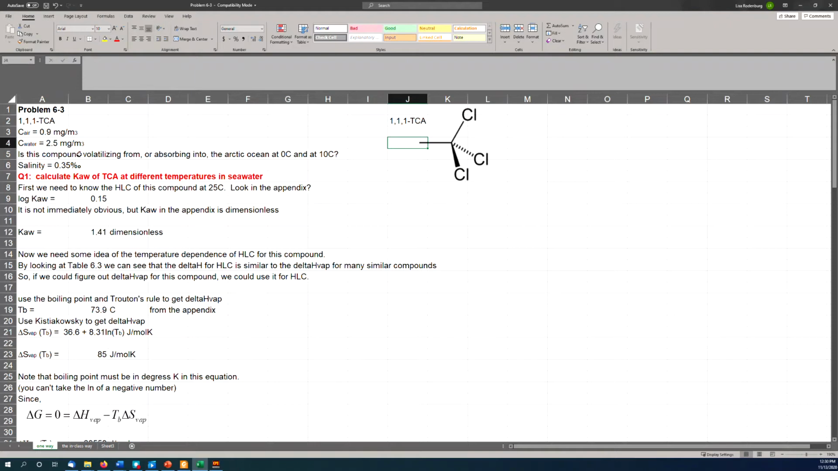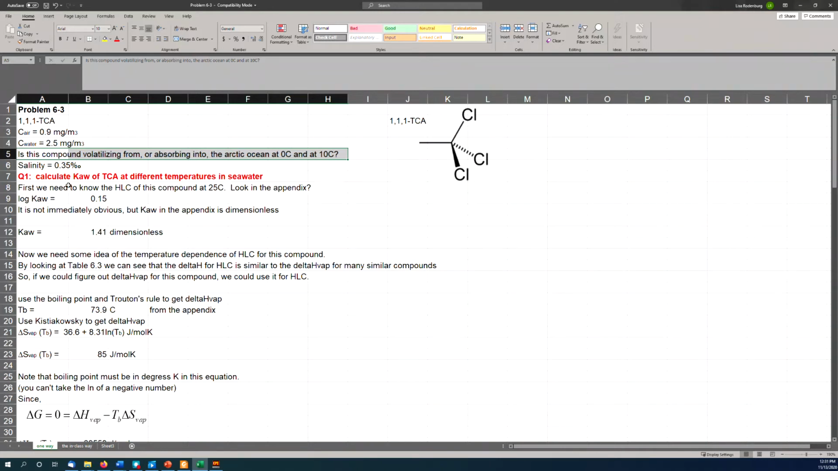And you're being asked a deceptively simple question. If you go into the Arctic and you measure 0.9 milligrams per liter of this stuff in the air and 2.5 milligrams per liter in the water, is it at equilibrium, or is it volatilizing out of, or volatilizing into, or absorbing into the Arctic Ocean? And you're asked at two temperatures, 0 and 10 degrees Celsius. So a couple things going on here.